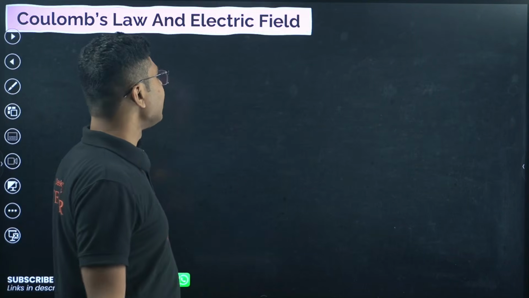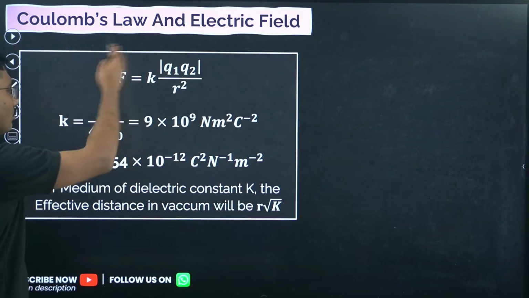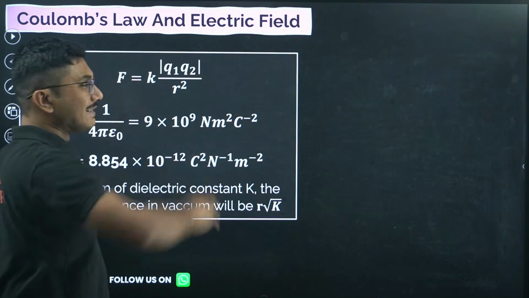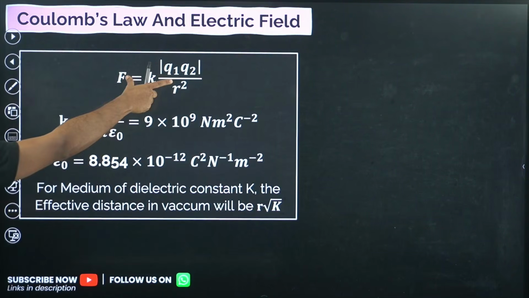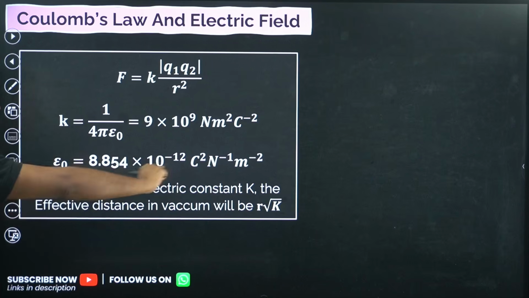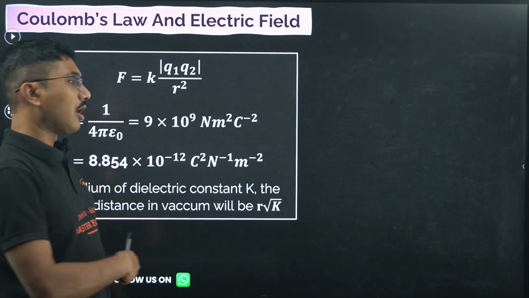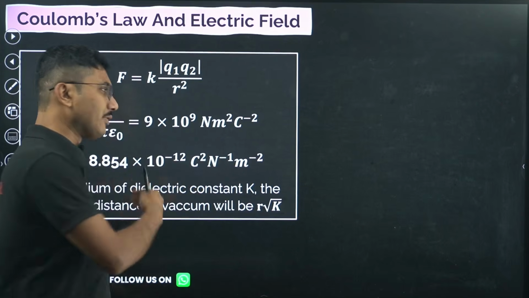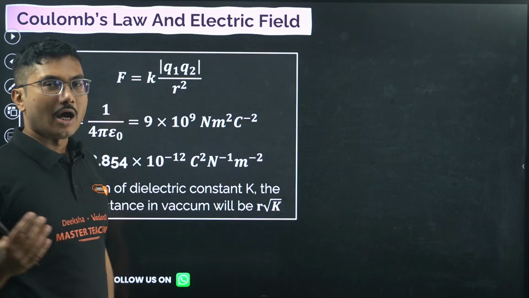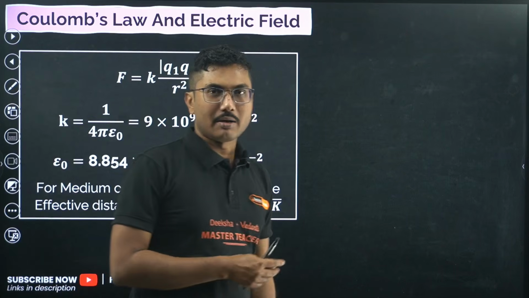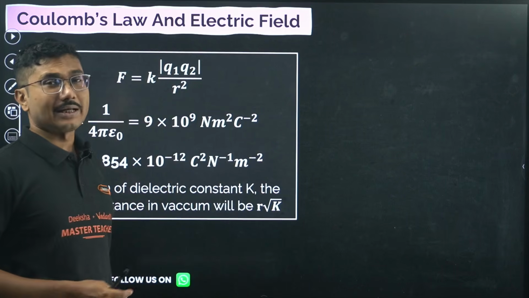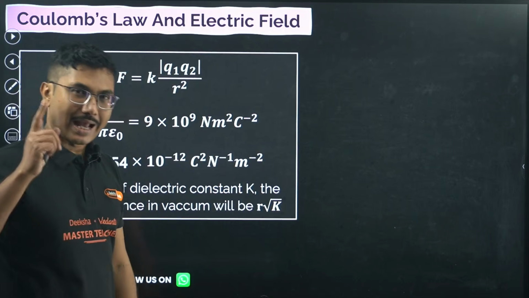So if you see in this chapter, what you will get is Coulomb's law, Coulomb's law and electric field, all the formulas for Coulomb's law, the electric field, the constants, values, etc. And what you have to do if the medium is changed. Now some of the portions are actually meant for the KCET exam, but the basic formulas and their values are meant for your board exam as well.